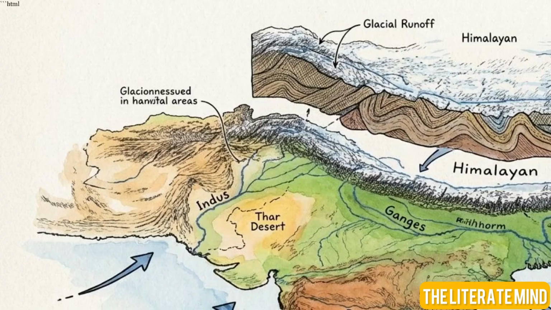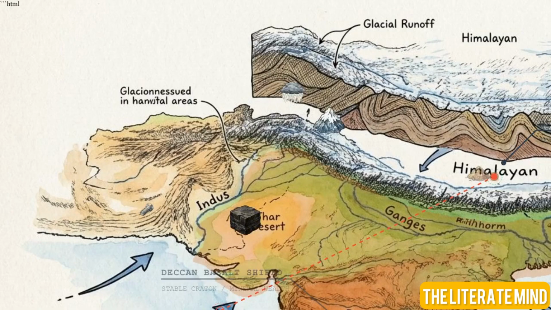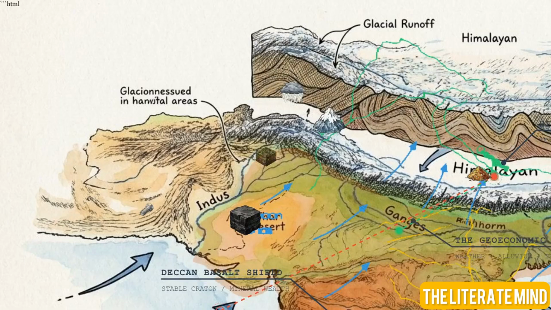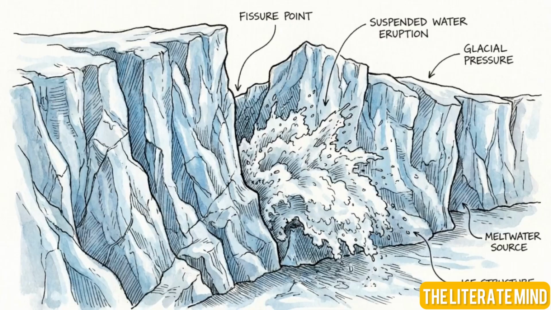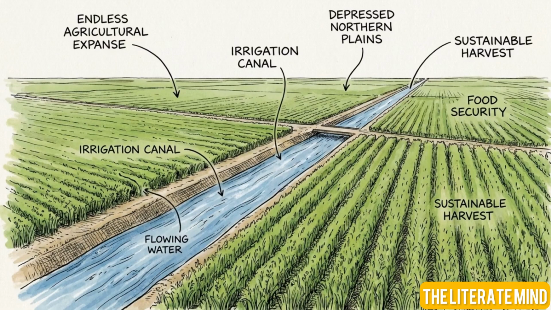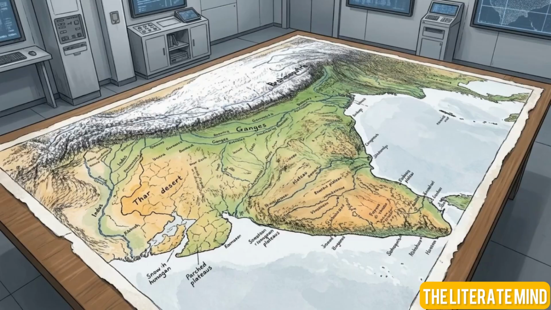When you pull all the way back, the Indian subcontinent reveals itself as a single, integrated geoeconomic machine. The ancient stability of the peninsular shield provides the heavy industrial minerals. The violent, volatile Himalayan collision guarantees the water supply, and the depressed northern plains reliably translate that water into food security. But this creates an uncomfortable administrative reality.